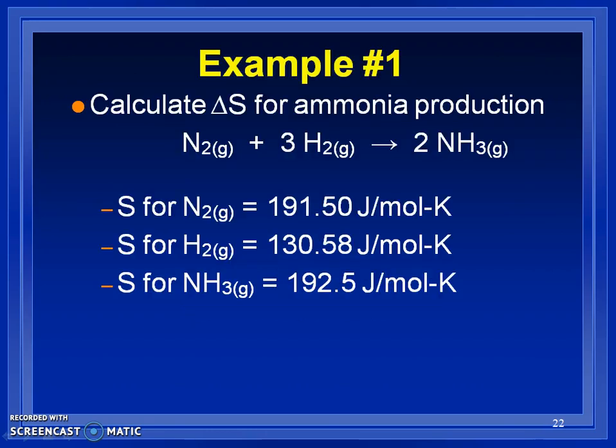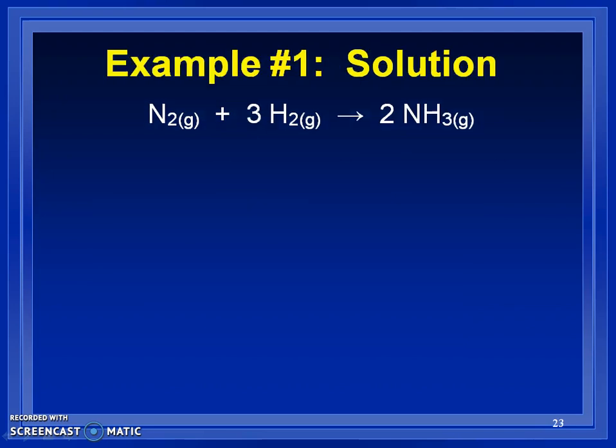Okay, so if we look here at example 1, I'm giving you the S values for the 3 substances in the reaction, but we want to remember this would be multiplied by 1, the H would be multiplied by 3, and the NH3, the ammonia, would be multiplied by 2. So put your numbers in. See if you can do this without even going through the example, because again, you've done this before. Products minus reactants, just make sure that your numbers are multiplied by those coefficients.